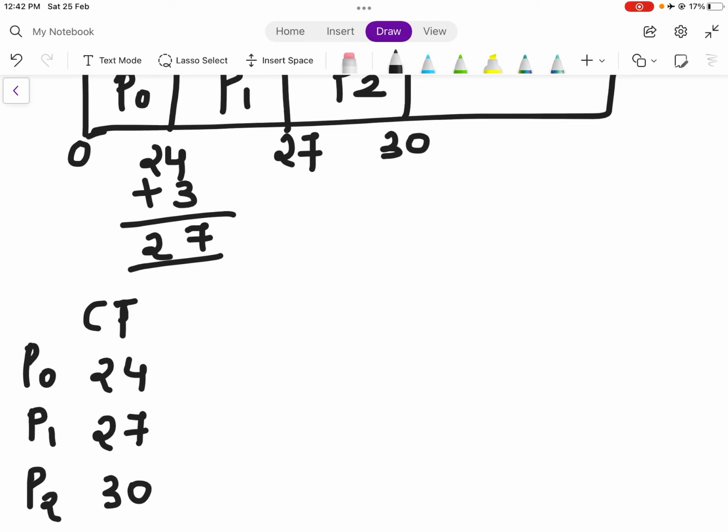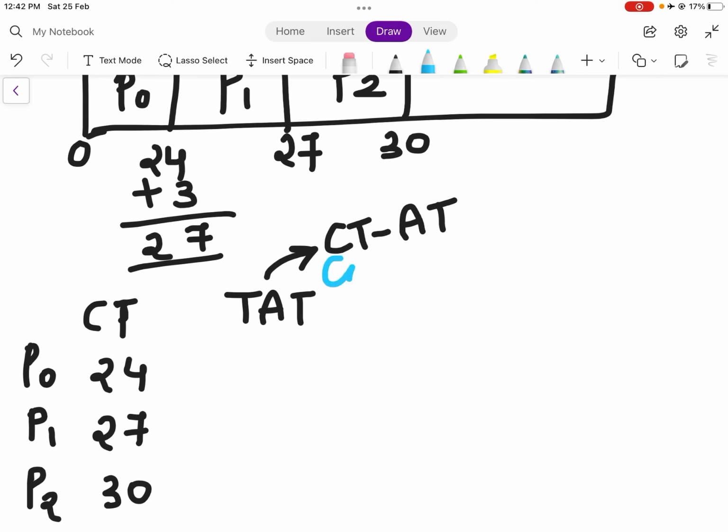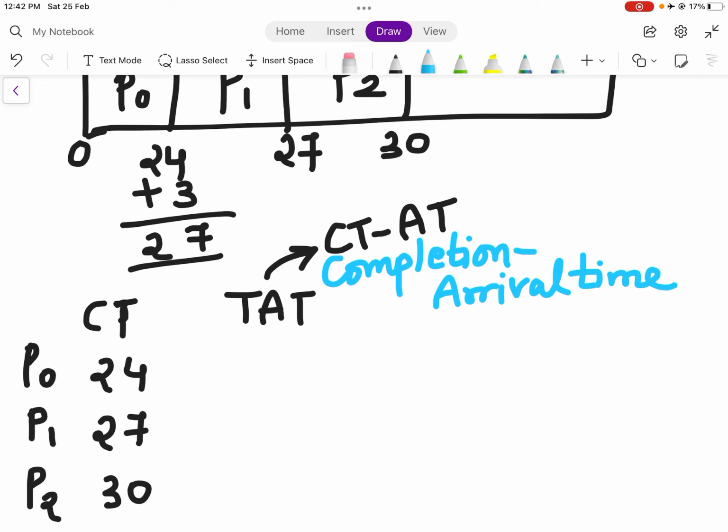So after we get completion time, we have to find turnaround time. Turnaround time is completion time minus arrival time. So arrival time is 0. So for all, the turnaround time will be same as the completion time.